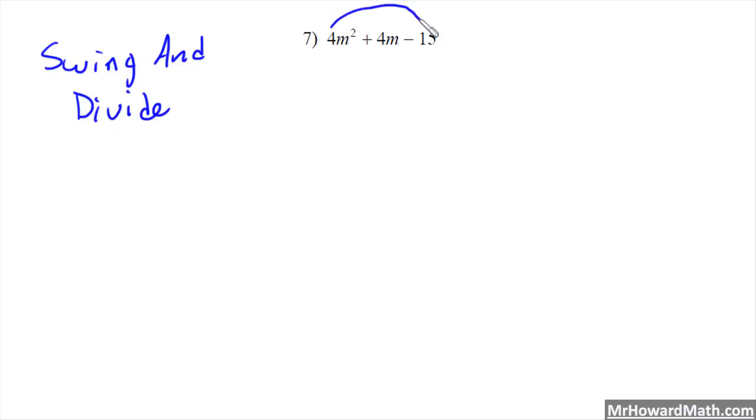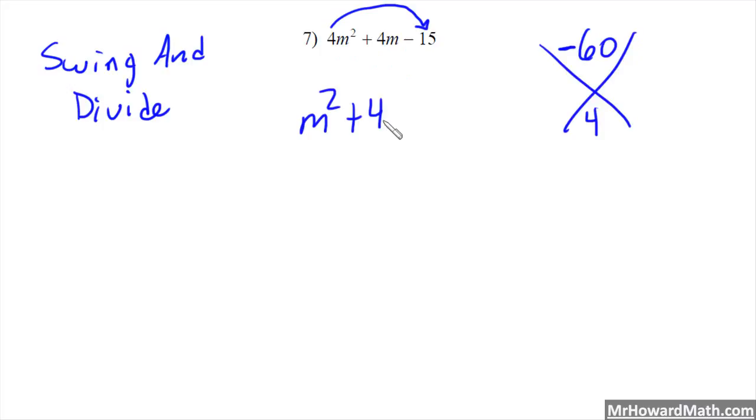So we swing this number over here, multiply it. So 4 times negative 15 is negative 60. And we want to add to a 4, this middle number right here. So I rewrite this with a leading coefficient of 1, m squared plus 4m subtract 60, replacing this number in place of this. So now I factor this like I normally would, leading coefficient equal to 1, so I want the two numbers that would multiply to a negative 60 and add to a 4.